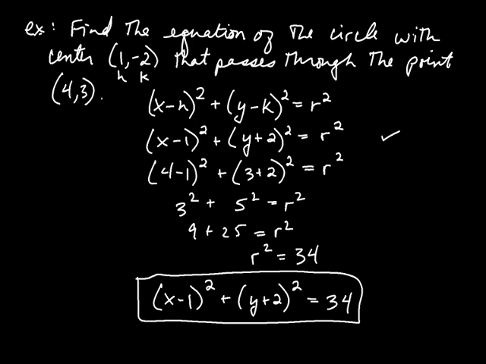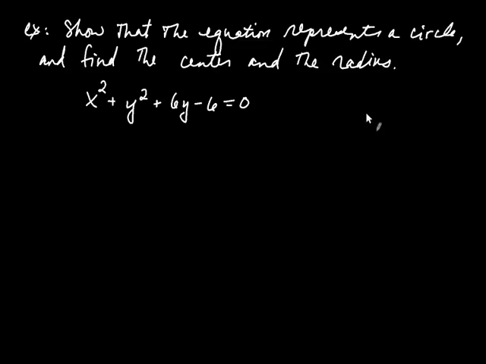Okay, let's try another one. Let's show that this given equation represents a circle. Okay, so we're not told this is a circle. We have to actually do some algebra to put it in a form such that it is in the standard form for a circle. And of course, just like we mentioned a moment ago, the standard form for a circle is (x − h)² + (y − k)² = r². Okay, so if we can put this equation in that form, then we know that this equation represents a circle.